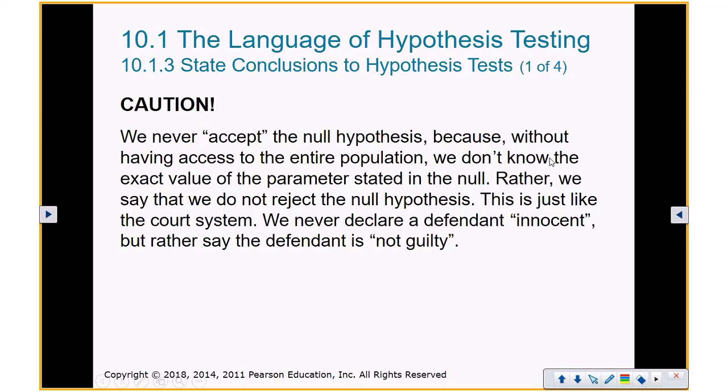She has an what? Alibi. Was O.J. innocent? No. What was he? Not guilty. Why? He didn't have an alibi. He didn't have an alibi. So he had to go to court. So the difference between not guilty and guilty is self-explanatory.